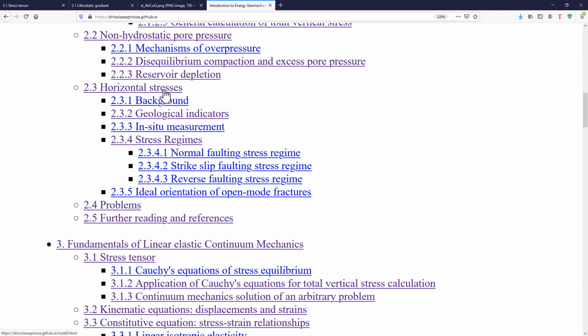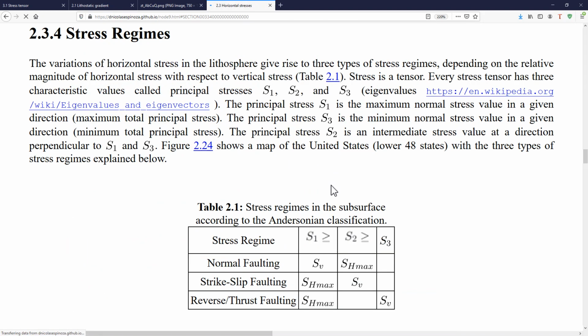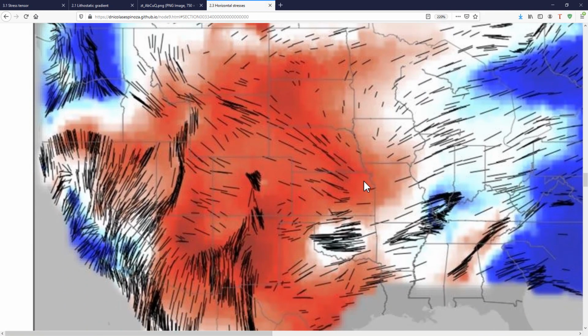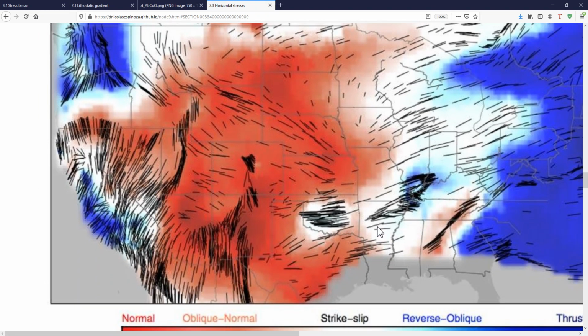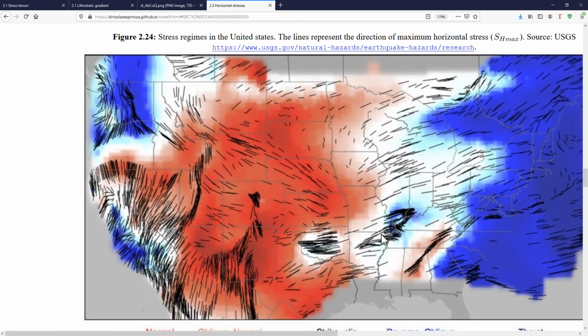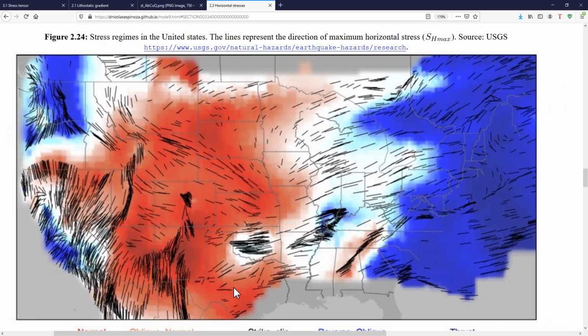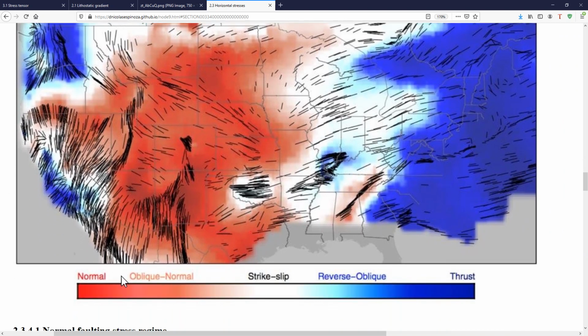And I'm pretty sure this is the one I'm looking for. Here we go. We see a map of the stress regime in the lower 48 states of the United States, and in addition to looking at the stress regime given by this label, we also see the direction of the maximum horizontal stress. So these black lines are telling me the direction of the principal stresses.